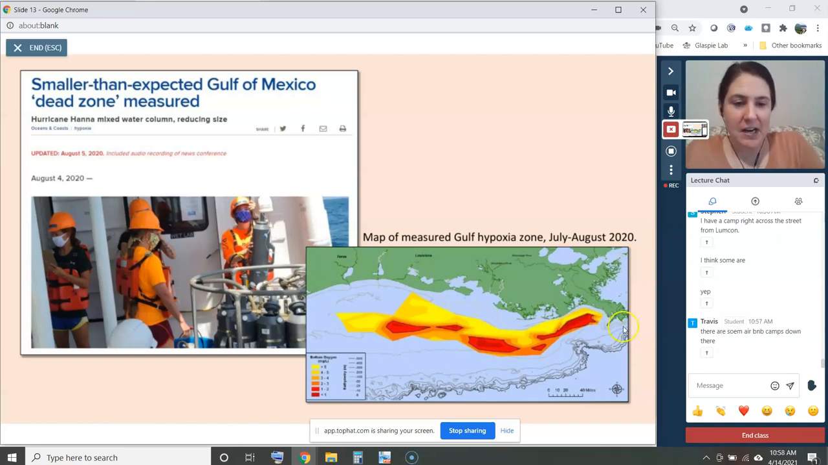And so you can see here that the red areas, which were the worst areas of hypoxia, were actually quite small and fragmented, and the areas with a decent amount of oxygen, these yellow areas, encompassed most of this zone. So that was an interesting finding from last year. Again, once that stratification breaks down, the oxygen starts to be delivered to the bottom, so you get that hypoxia breakdown.